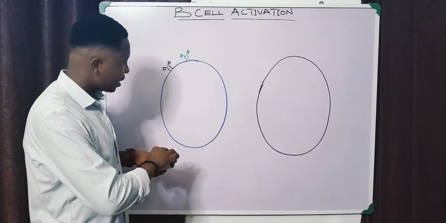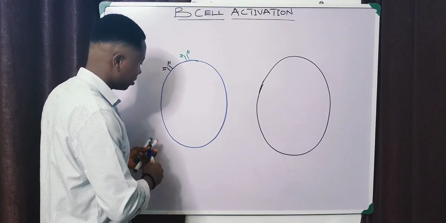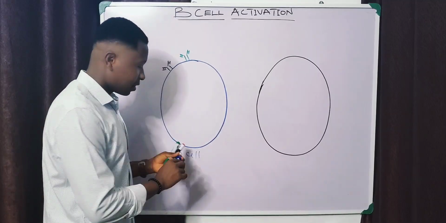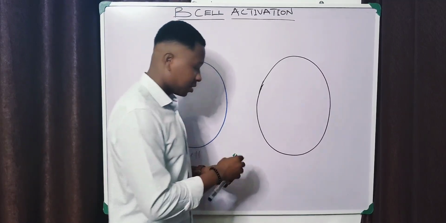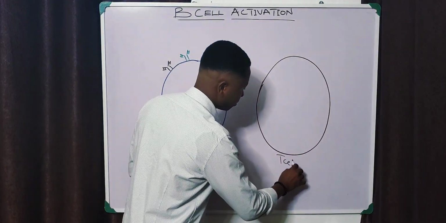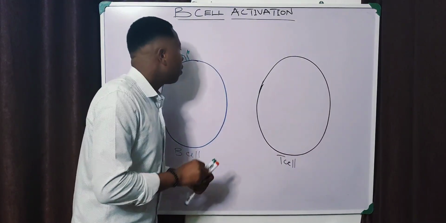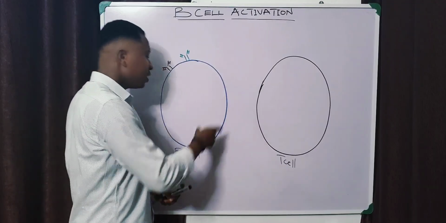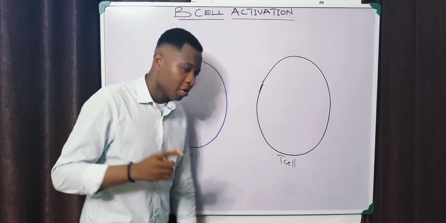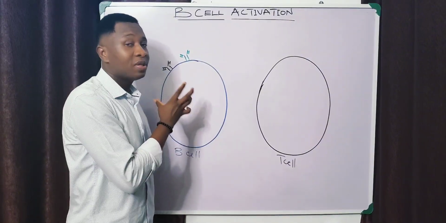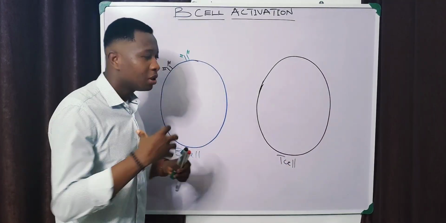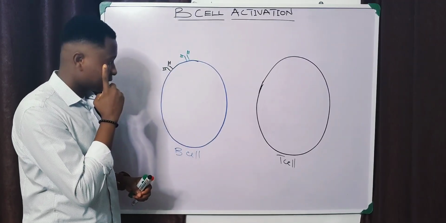This is the B cell. So let's label this the B cell. And this is our T cell, right? T cell. On the surface of the B cell, there are characteristic molecules. There are several molecules on the surface of the B cells and also molecules on the surface of the T cells that enable the activation of B cell.